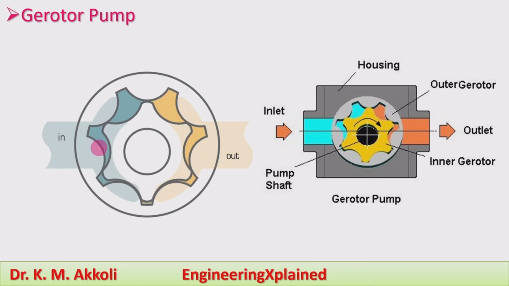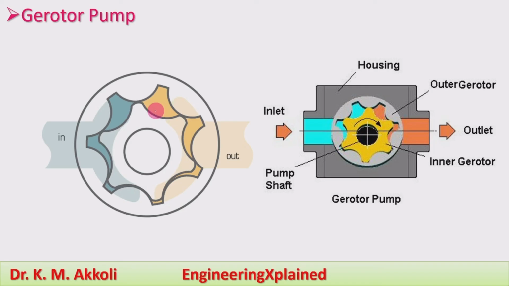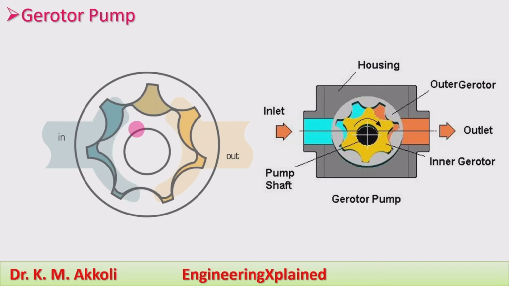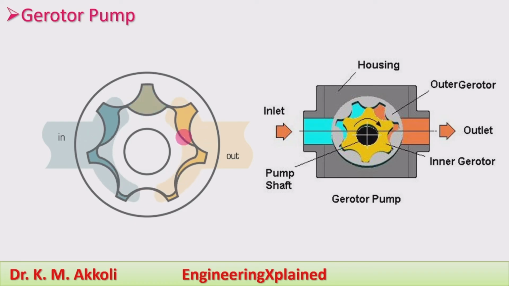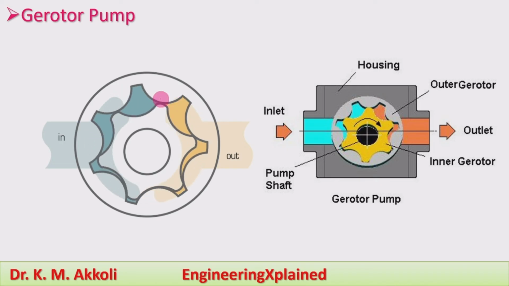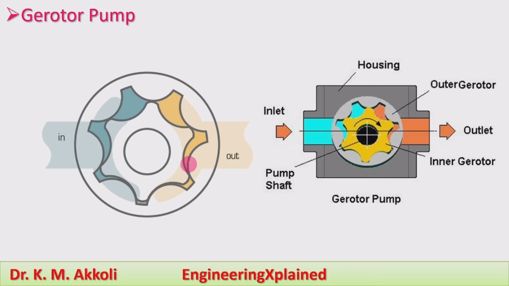Here the inlet is taking place where the generator teeth are disengaging. Due to the disengaging of the teeth, a partial vacuum is produced to suck the fluid from the inlet, and that is carried around during its rotation. The fluid is carried in the space formed between the teeth of the inner generator and the outer generator, and whenever the generator teeth engage internally, the fluid is pressurized to the outlet.